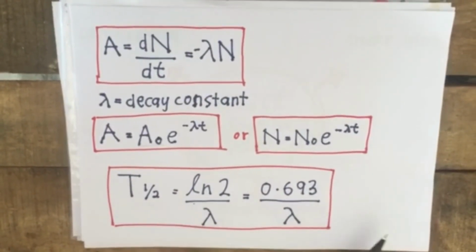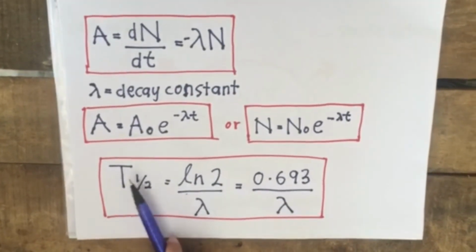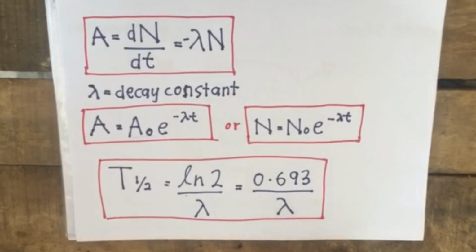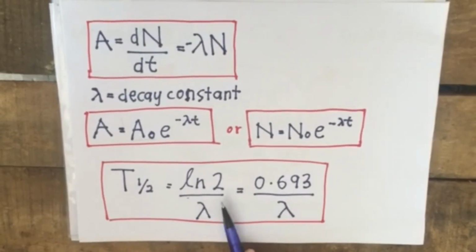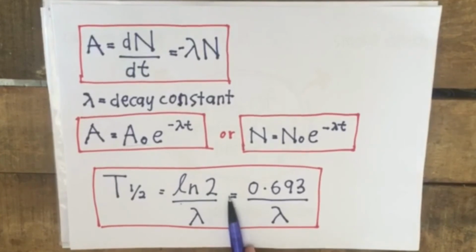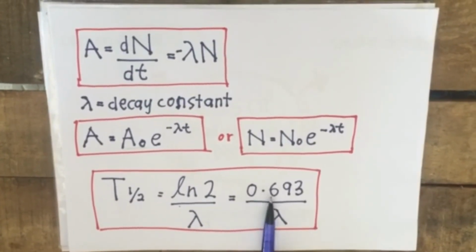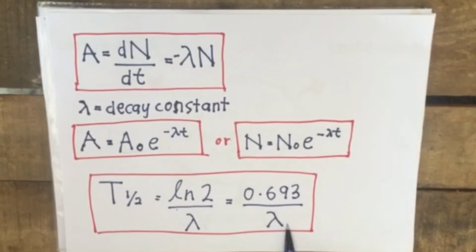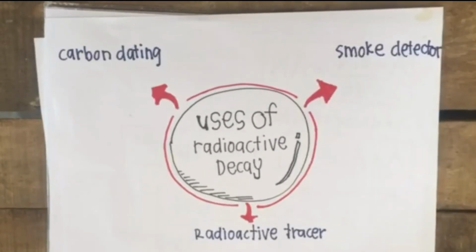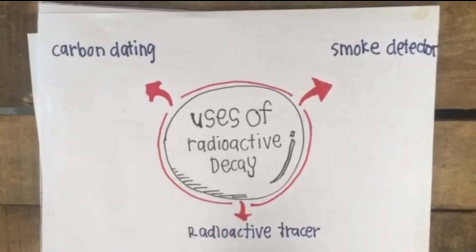Another equation is the equation of half-life itself. After derivation, we get the half-life is equal to ln 2 over the decay constant, which we can simplify as 0.693 divided by lambda. Next, we're going to look at the uses of radioactive decay.